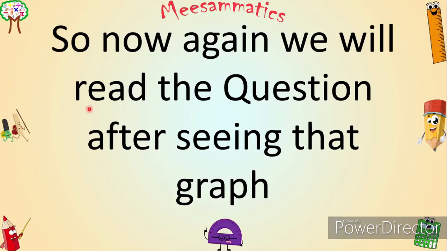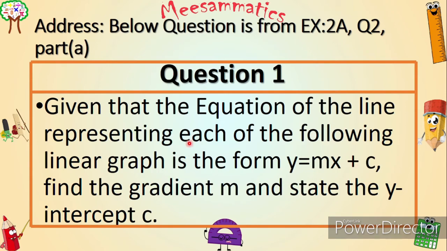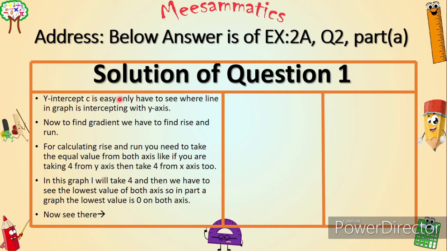Now again we will read the question after seeing that graph. We have to read the question carefully. Given that the equation of the line representing each of the following linear graphs is of the form y is equal to mx plus c, where m means gradient, x means x-axis and c means intercepting point. Find the gradient m and state the y-intercept c, which is 0. The y-intercept c is easy, you only have to see where the line in the graph intercepts the y-axis. You can see here c is equal to 0.